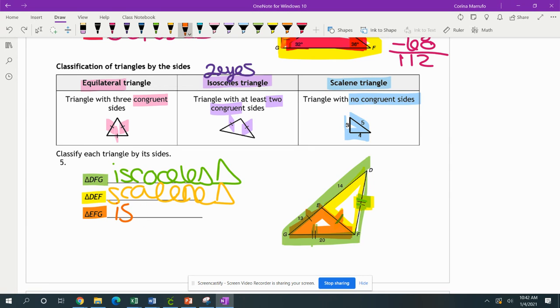I'm not spelling this right, sorry. Isosceles triangle.